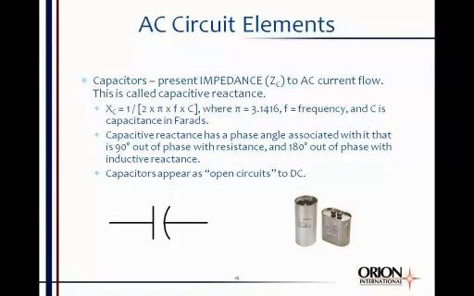The equation that describes capacitive reactance is X sub C is equal to 1 divided by 2 pi FC, where again pi is a number on your calculator, 3.1416 approximately. F is the frequency, and C is the capacitance in farads. Again, we'll use this equation in a minute. Capacitive reactance has a phase angle associated with it that is 90 degrees out of phase with resistance and 180 degrees out of phase with inductive reactance. And like we said earlier, capacitors appear as open circuits to DC.